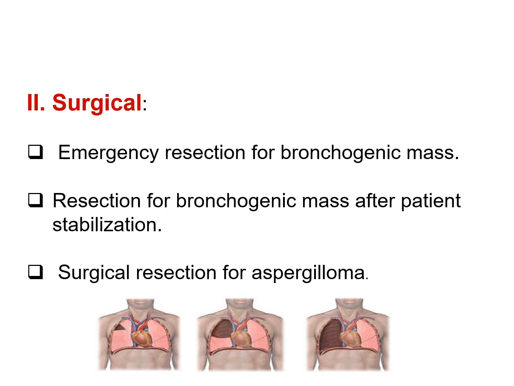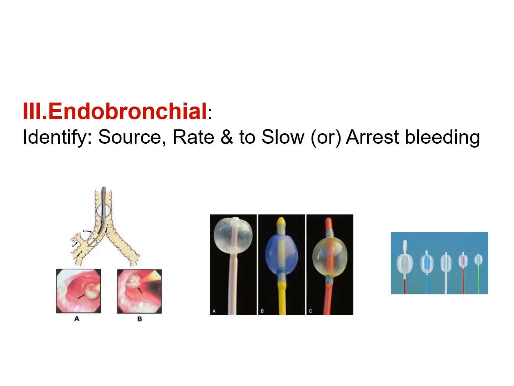Surgical treatment includes emergency resection for bronchogenic mass, resection for bronchogenic mass after patient stabilization, or surgical resection for aspergilloma if it is the cause of hemoptysis. Endobronchial therapy, by use of a Fogarty catheter, for example. These pictures show different types and sizes of the Fogarty catheter used to identify the source of bleeding and to slow or arrest it.